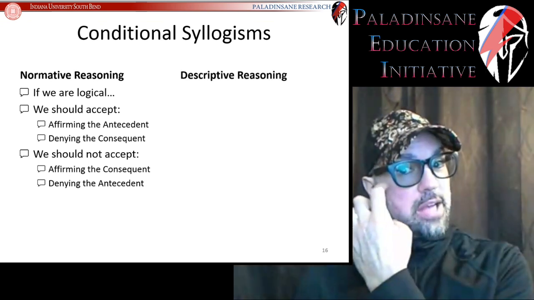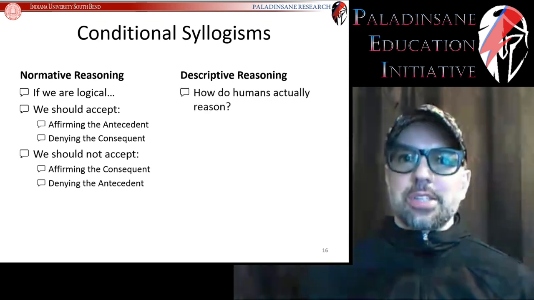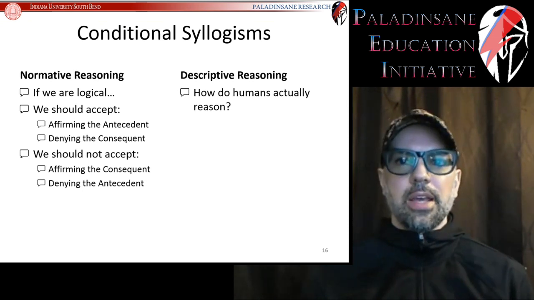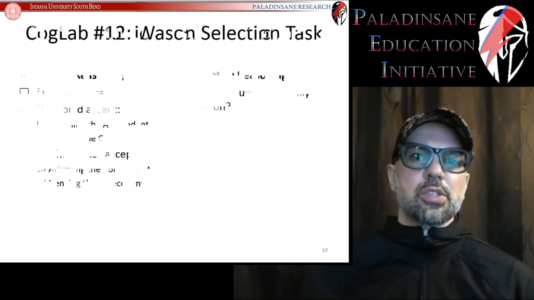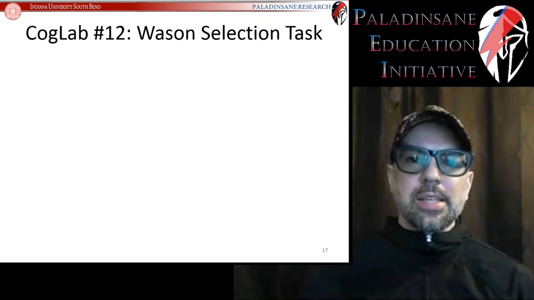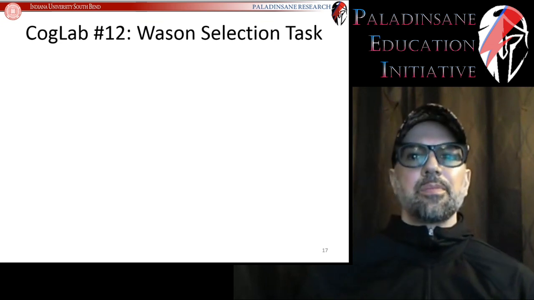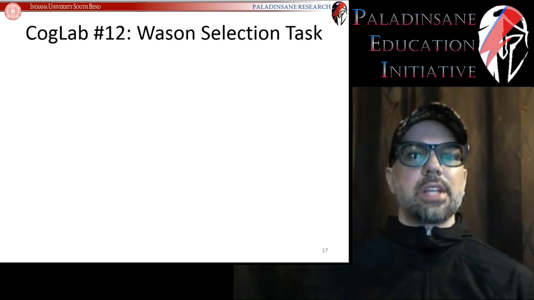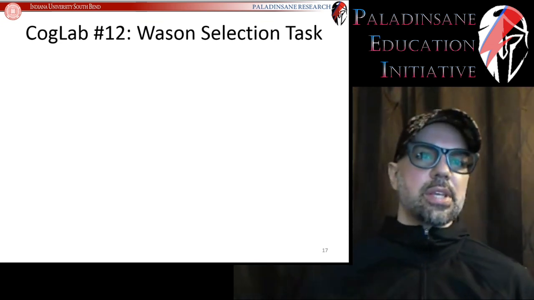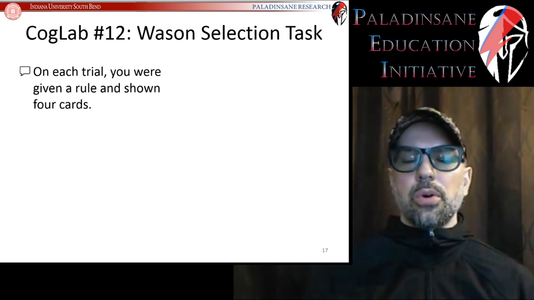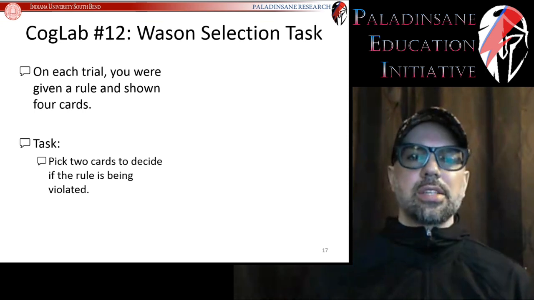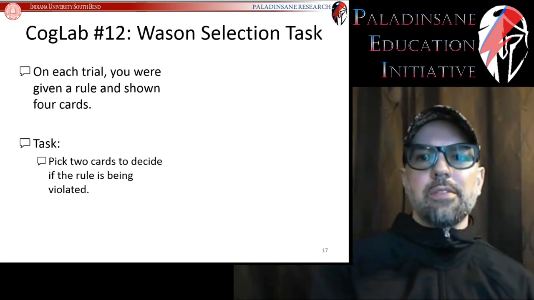We shouldn't think that way. Descriptive reasoning. How do we actually reason? Well, this is where the psychologists come in with their experiments, and this is where we're going to turn to Coglab number 12. So Coglab number 12, this was all about the conditional syllogisms. This was all about testing your affirming the antecedent, denying the consequent, affirming the consequent, denying the antecedent. Which one of those do we accept? So the way that this was set up was on each trial, you were given a rule and you were shown 4 cards. And your task was to pick 2 cards to decide if that rule was being violated.